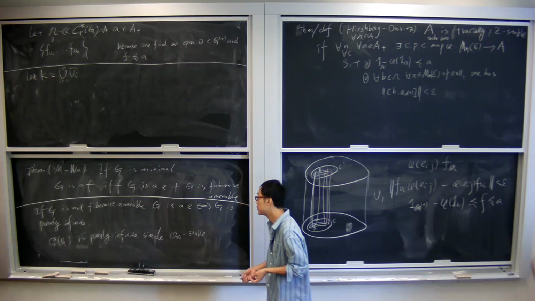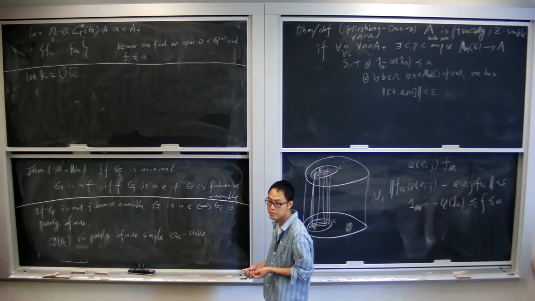When you say non-fiber-wise amenable, that's saying there exists some fiber which is not amenable, or do you actually want all of them to be non-amenable? Actually, if the groupoid is minimal, that's equivalent.